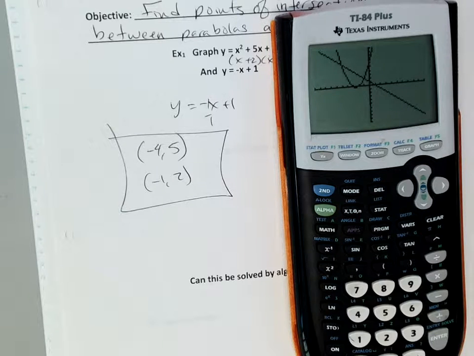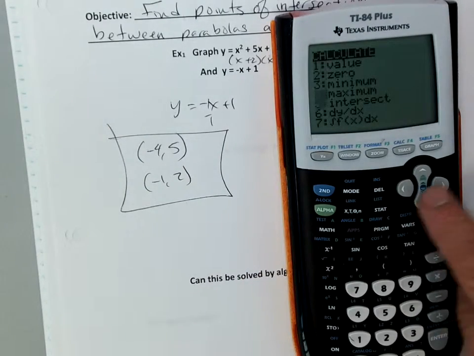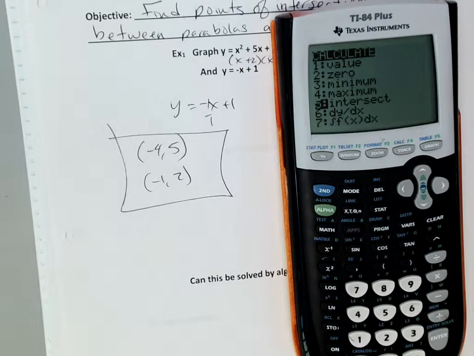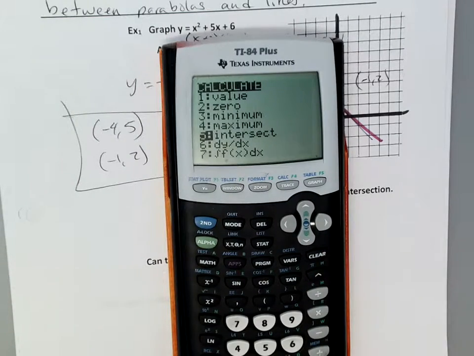Okay. Now, my famous button is right there. I like that Calculate. So let's go to Calculate. Okay, so we're going to second Calculate, and it has this Intersect thing, right? See this Intersect? It says intersect. Well, that's what I want to do, find out where they intersect, right? So I'm going to push enter.